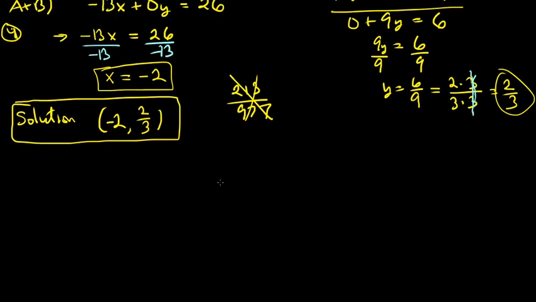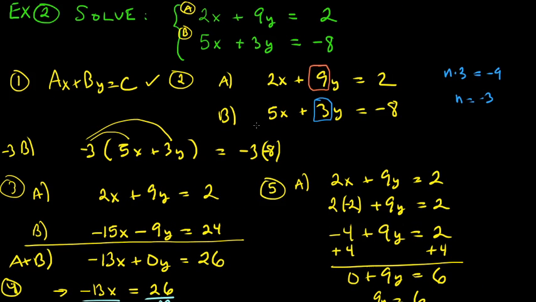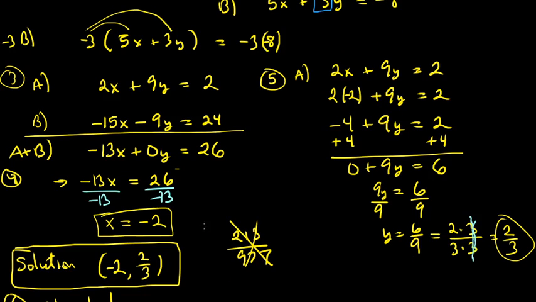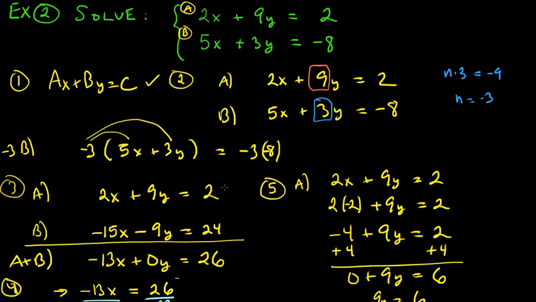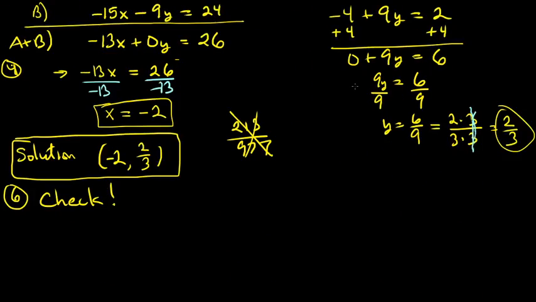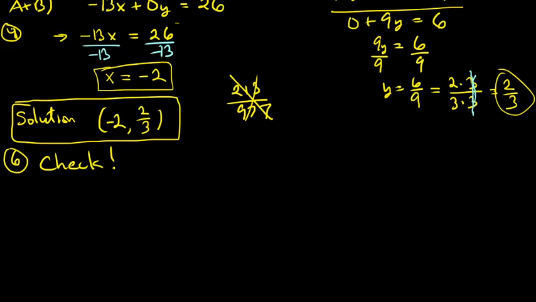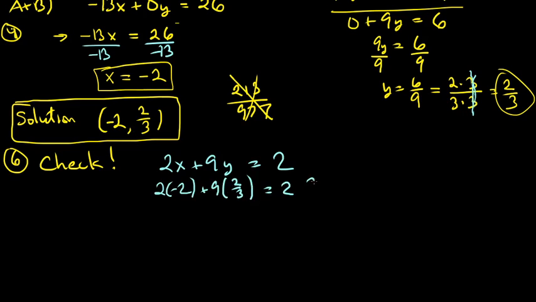Now step 6 is to check. Don't forget to check, because it's possible I did something wrong. It's very easy to mess up along the way here. So let's just make sure. Equation A is 2x plus 9y equals 2. So if I replace x with negative 2 and y with 2/3, is this correct? Does that equal 2?